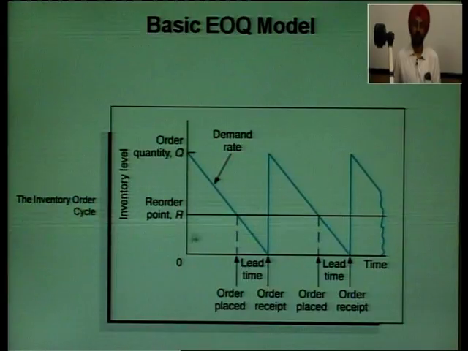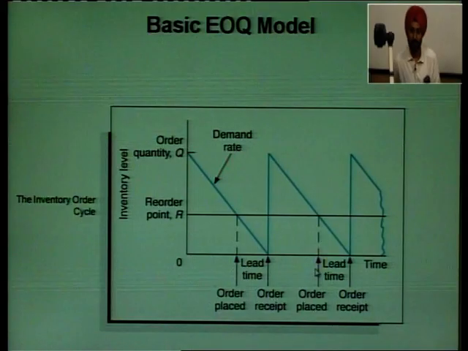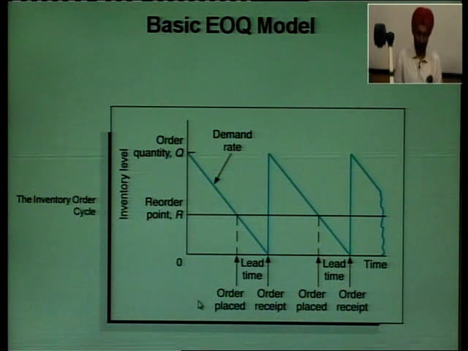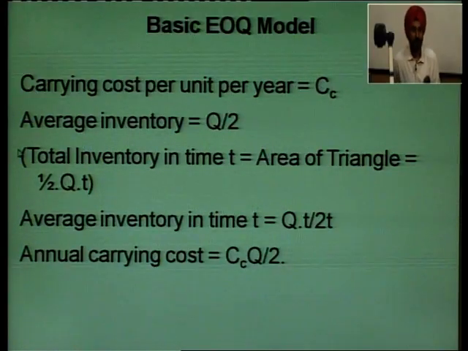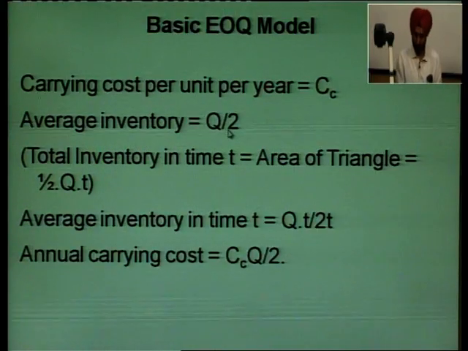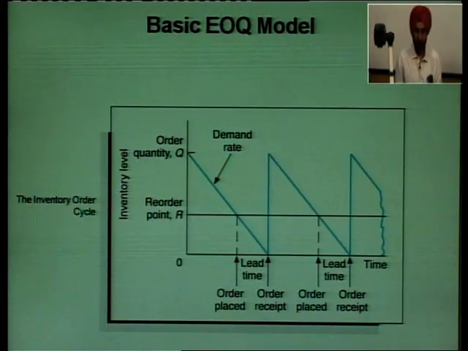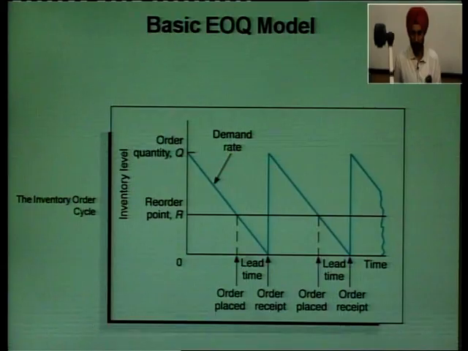Okay. So this is how we receive order and then again we place order and again we receive order here, and so on. Now what does it involve? Here carrying cost per unit per year, let us say it is CC. Now average inventory here is Q by 2. Now how is it Q by 2? So let us look at the total inventory. Now this period is T, for instance.